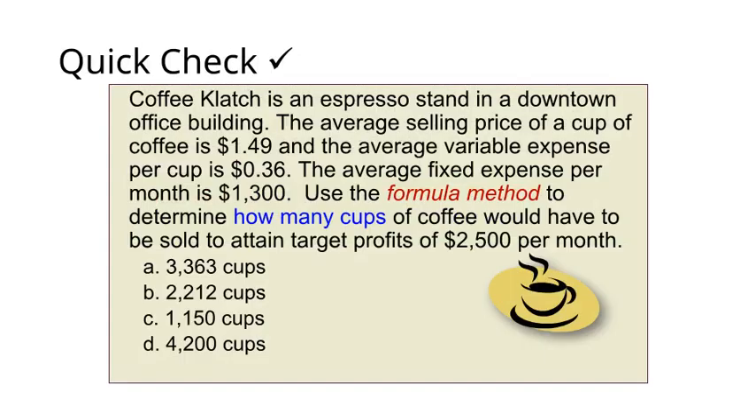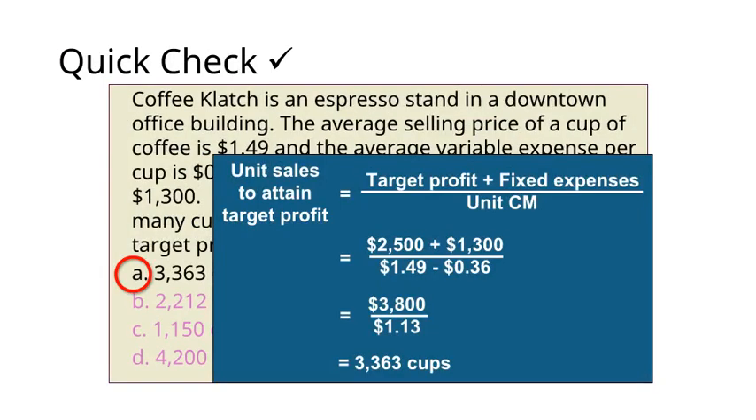The Coffee Klatch wants to earn a monthly profit of $2,500. How many cups of coffee must the company sell to reach this profit goal? We add the desired profit to the fixed cost and divide by the unit contribution of $1.13. The company must sell 3,363 cups of coffee to reach its profit goal.